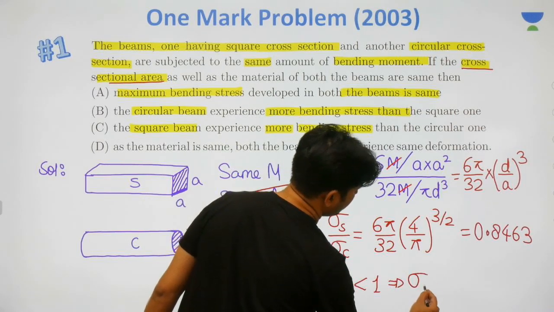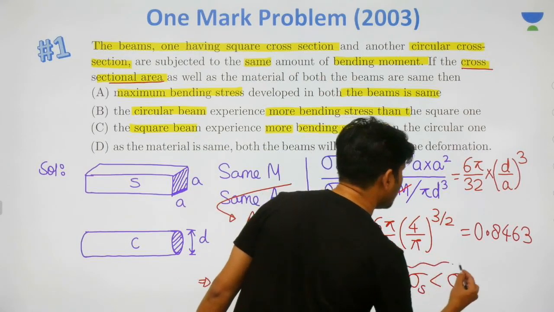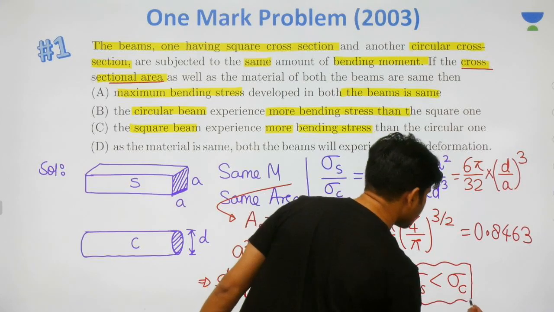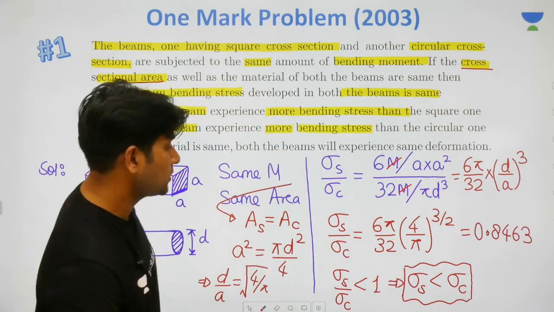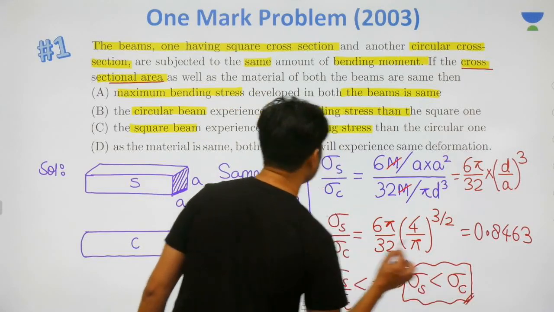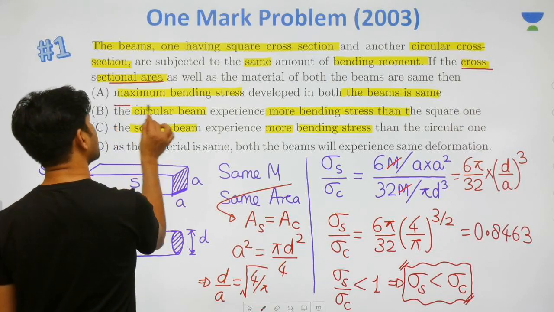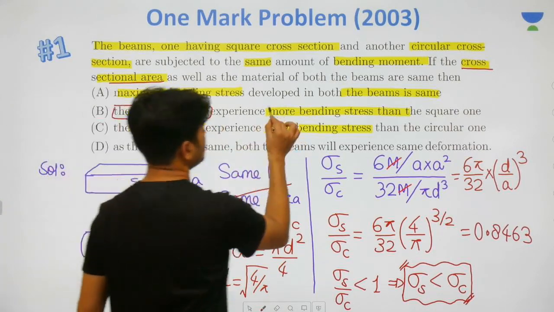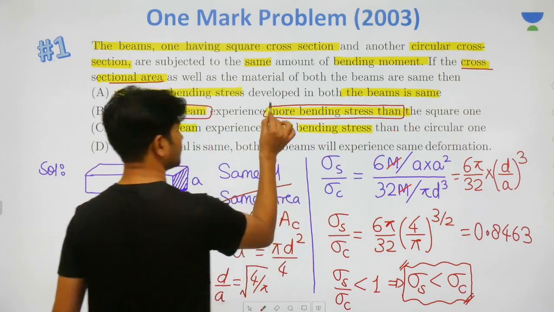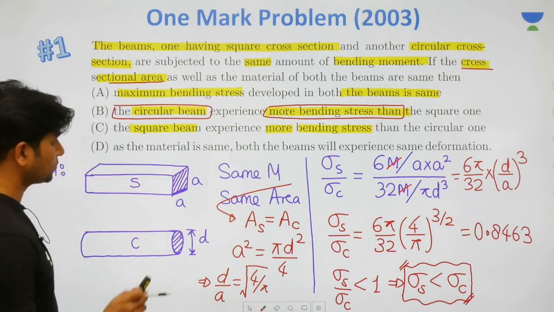That means sigma s is less than sigma c. So the square beam has lesser stress, and therefore the square beam is safe. The circular beam has more stress. So which option is correct? The second option is correct, which says that the circular beam experiences more bending stress. So the second option is correct, and you get 2 marks.